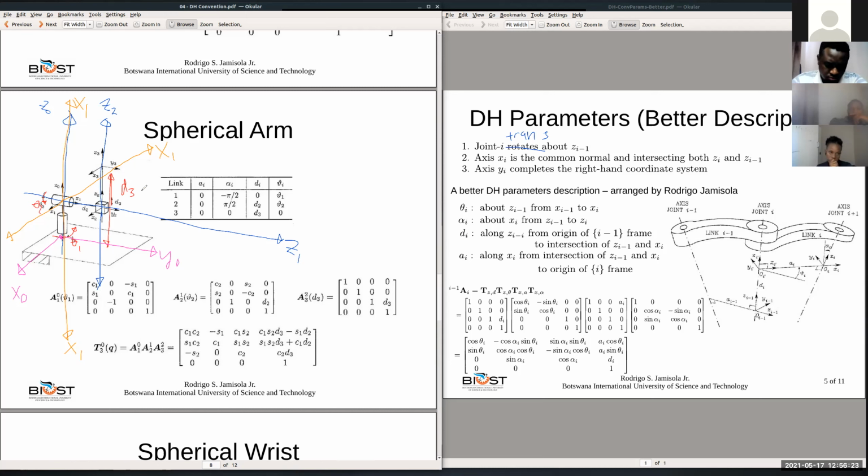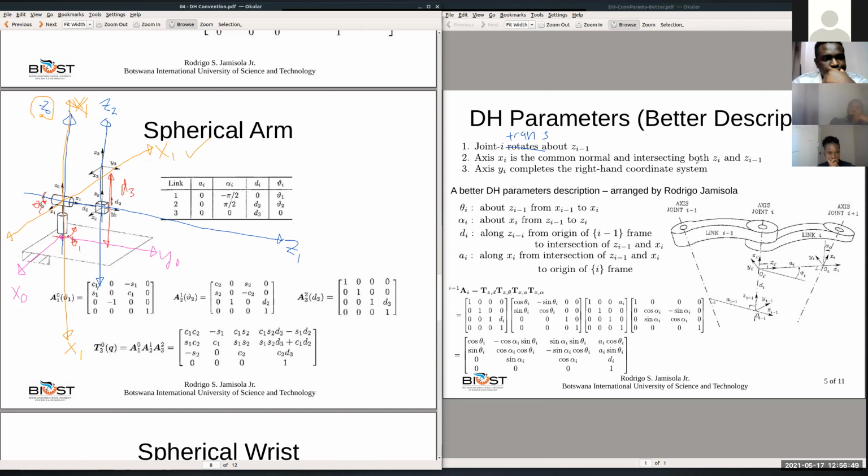We also need it to be normal to Z0. Where is Z0? Z0 is here. Okay, this one is not normal to Z0, so this one is not possible. That one is parallel, so it is not possible. So we choose this. That is normal to Z0 and normal to Z1.